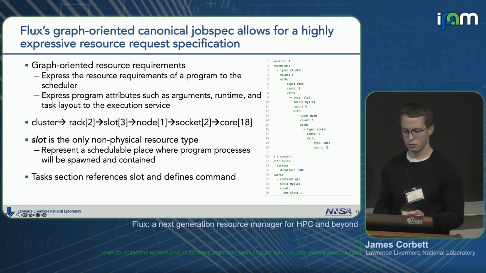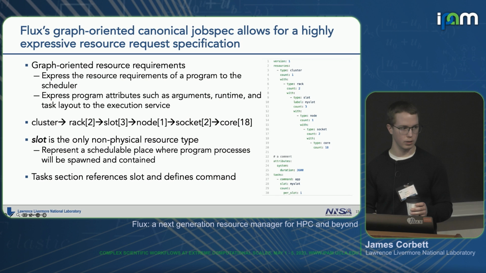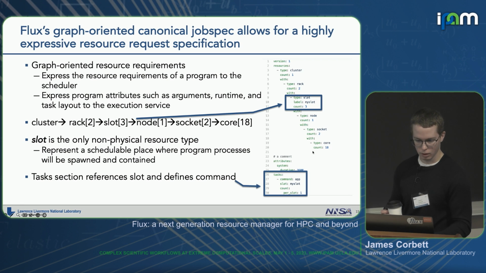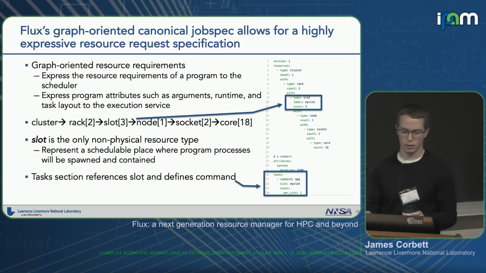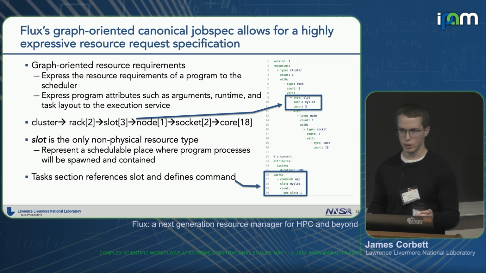processes them. There's only one non-physical resource type in the overall resource section of a job spec, and that is slot, which represents a schedulable place where program processes will be spawned and contained. You can see that the task section of a job spec references the slot and defines what command will be run. So that covers what I consider to be all the important and fundamental general information about Flux.